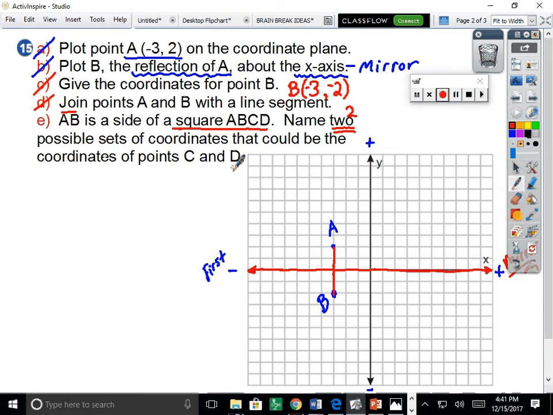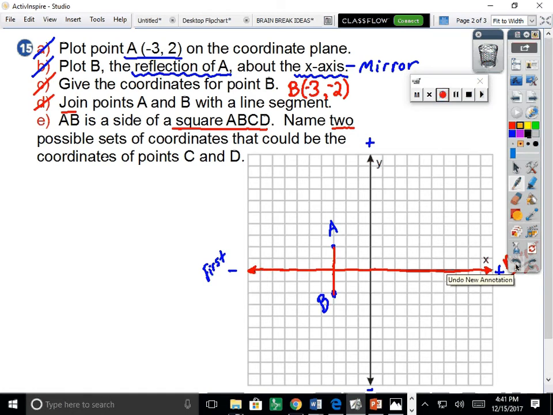Two possible sets. Well, if I were making a square here, I know something about squares, so you have to rely a little bit on your polygon knowledge. Hopefully you say to yourself, I know squares have the same side lengths, so however long this edge is must be true for all the other edges. So it's important that I know how long this is to start with, so I could count from A to B. 1, 2, 3, 4. Looks like it's 4 jumps.